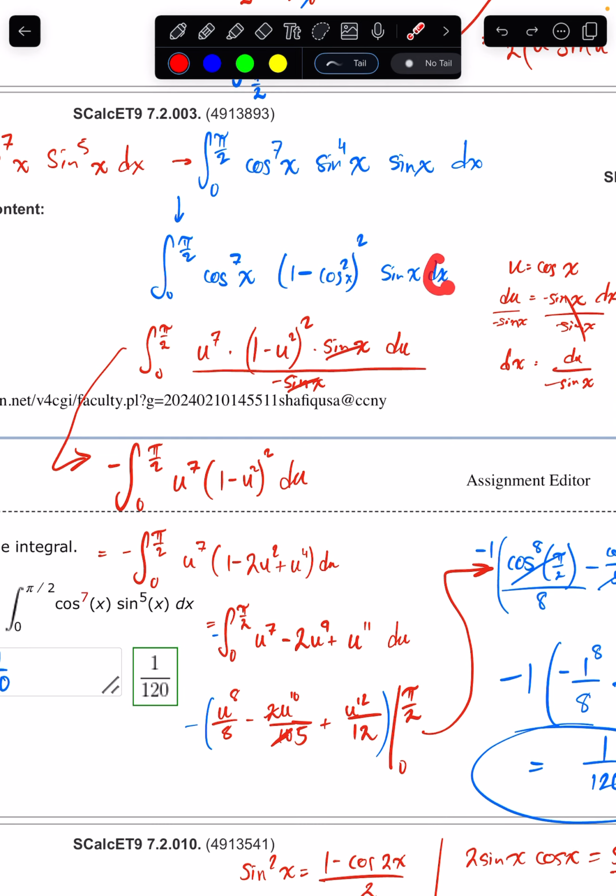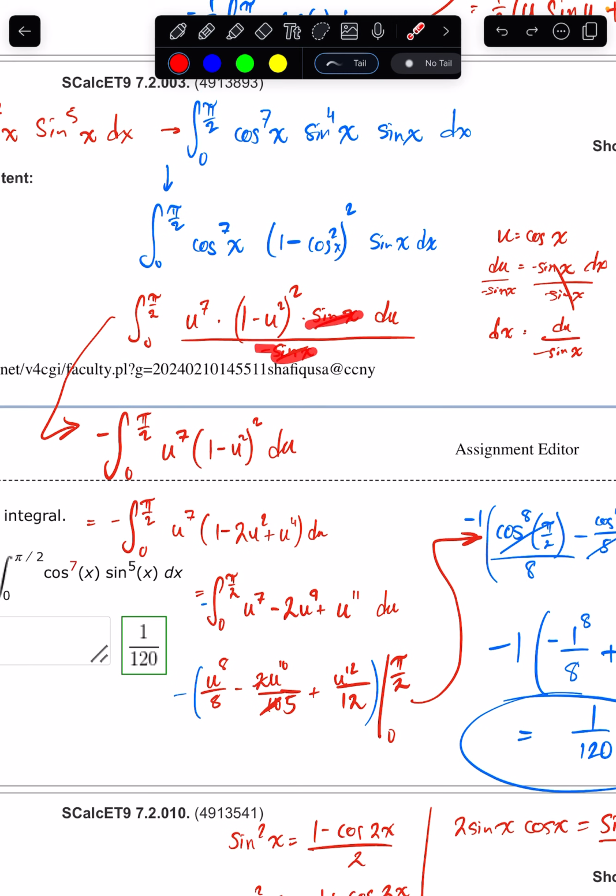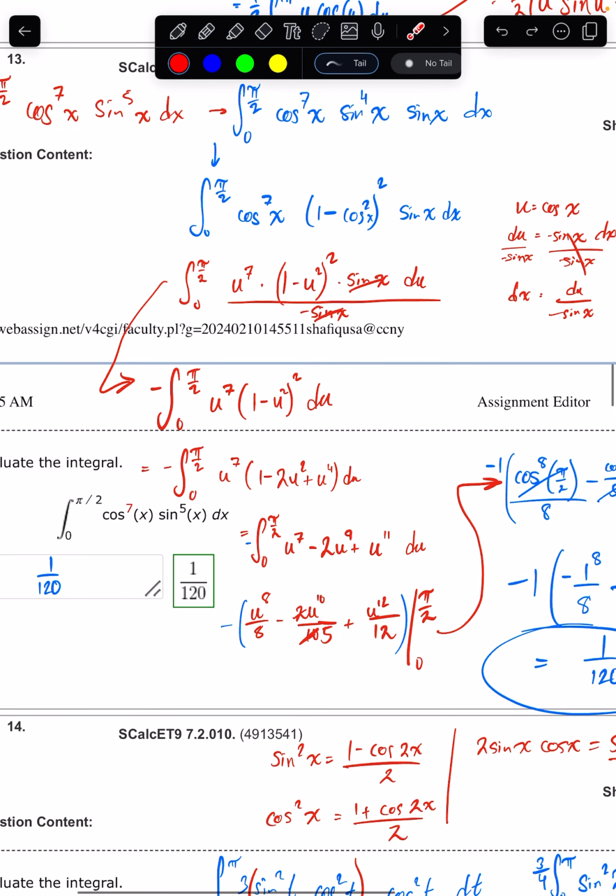This I substituted in for dx. Our dx is du over negative sine x. These sine x cross out. The negative I carried over here. I just bring it outside the integration, and I just change the cosines to u's, so it's easier to deal with.